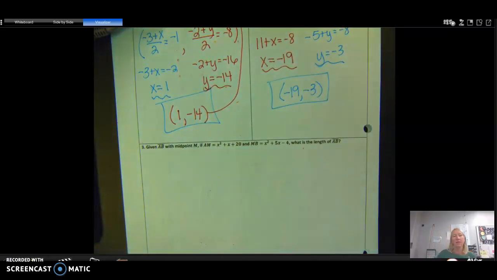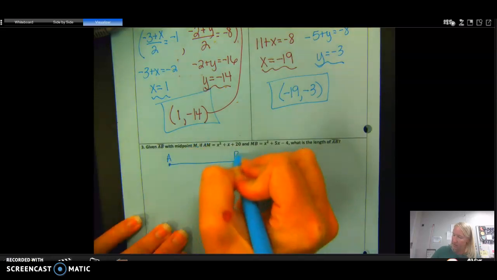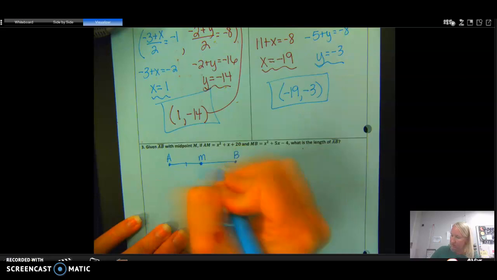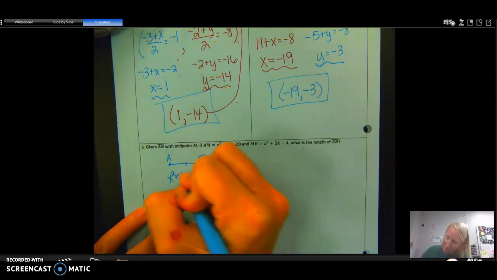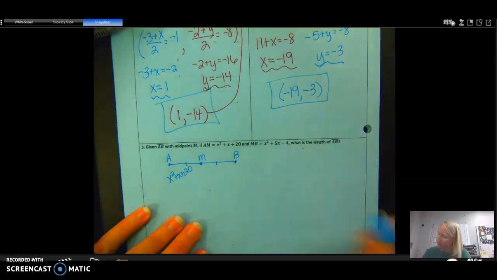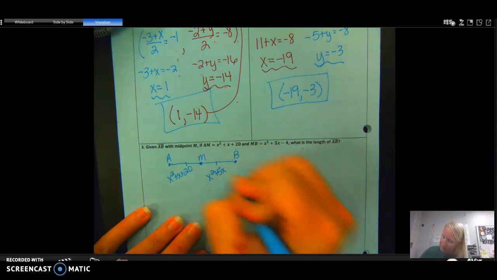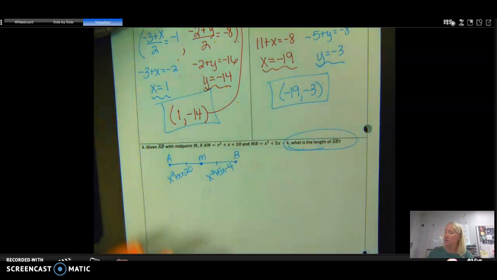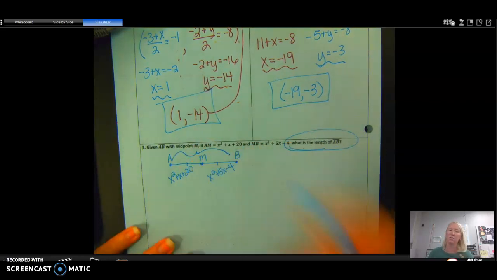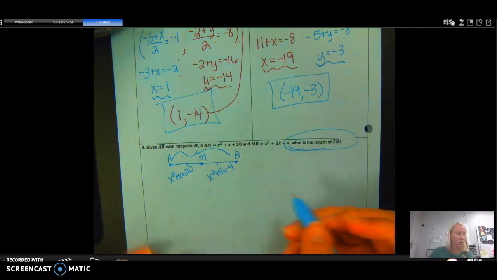All right, one more question. Given AB with midpoint M, so let's draw that before we go on any further. Here's A, here's B. We know that this is midpoint M. We know that this is equal to this since it's a midpoint. A to M is x squared plus x plus 20. M to B is x squared plus 5x minus 4. What's the length of A to B? All right, all you're doing is finding this. This kind of goes back to segment addition postulate. So we're just going to add this piece plus this piece to get the total piece.